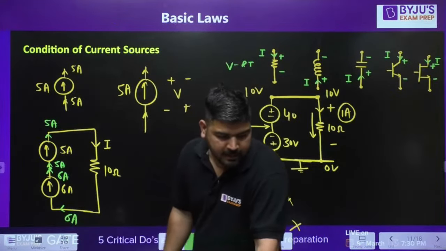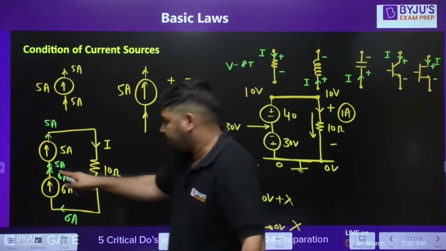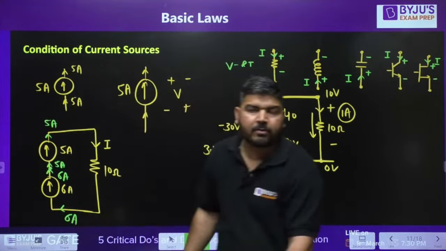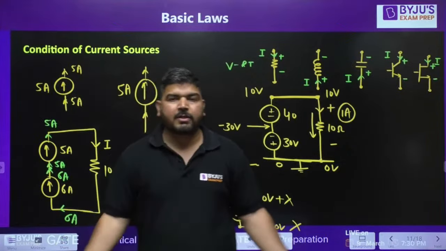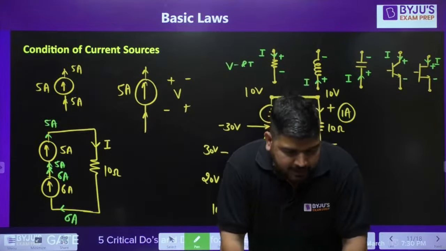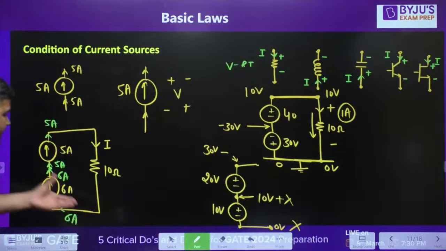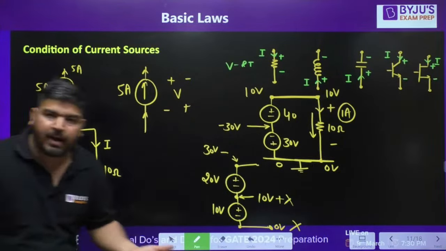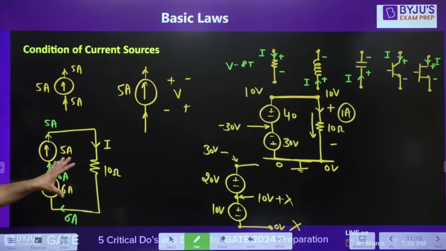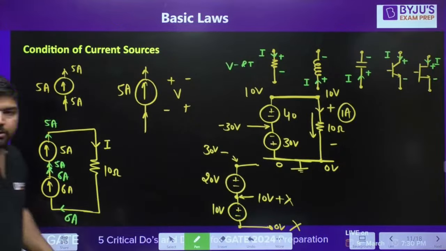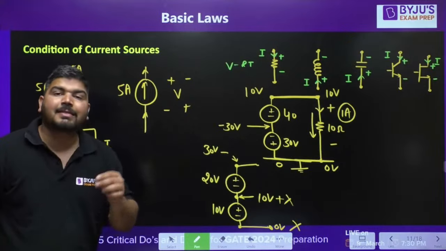What is the violation, guys? This is providing 6, this is taking 5. Where will that extra 1 go? There is no way to go. So it's an invalid circuit. Nature says that there is a fight here and nature doesn't like a fight, so nature will stop this condition. Nature will say that two current sources of different value can never be in series.